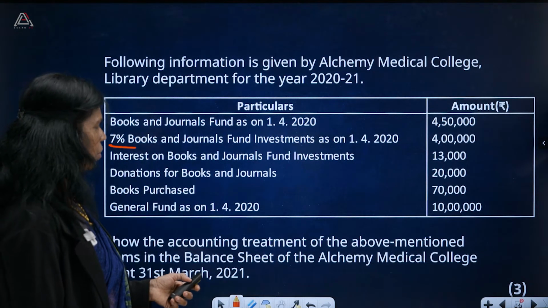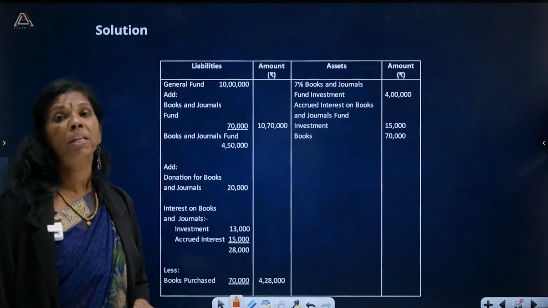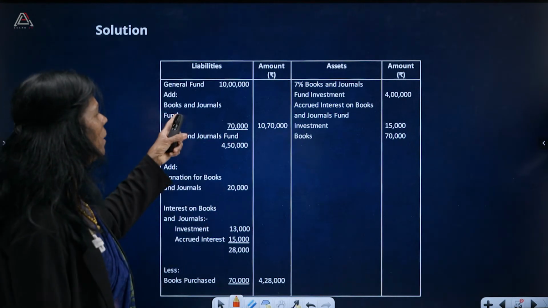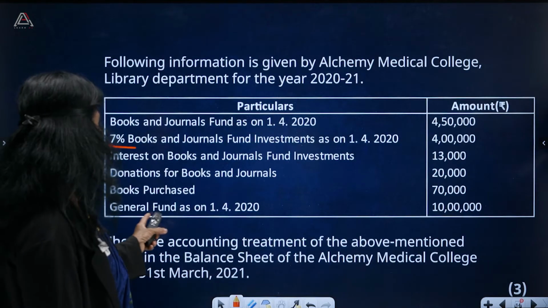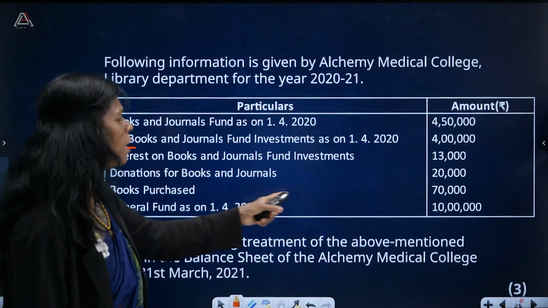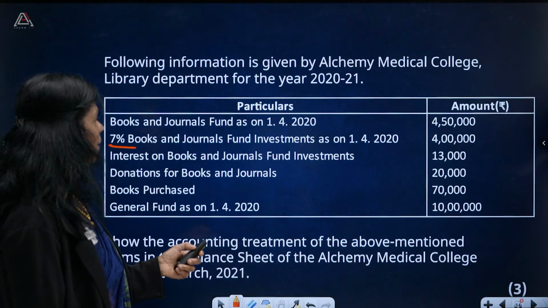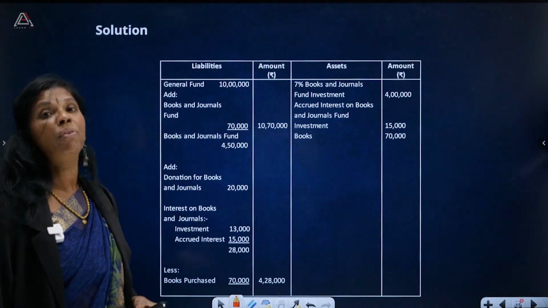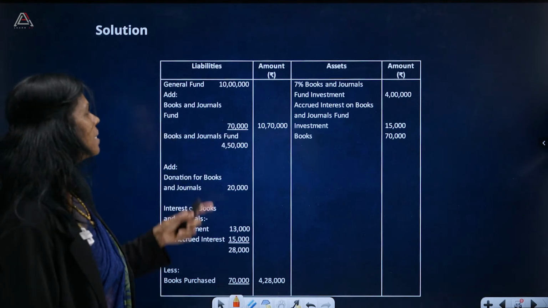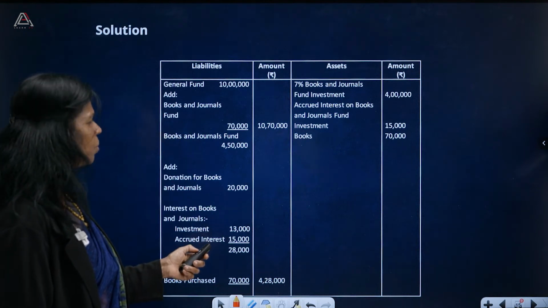Let us see the solution. See how it will appear on the liability side. Then first one, general fund. It is given in the question. That is general fund as on 1st April 2020. How much is it? That is 10 lakh. Then that 10 lakh is there. Along with that one, we have to add it on the liability side, books and journal fund. Books purchased, it is given in the question.